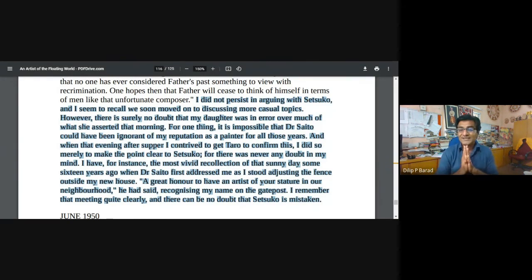Well, but we are confused whether Setsuko is mistaken, or Masuji is mistaken, what is right? There is a great amount of confusion that remains in this. So that converts this narration in a very interesting way into what we call an unreliable narrator. And whom to believe? Whom to believe?